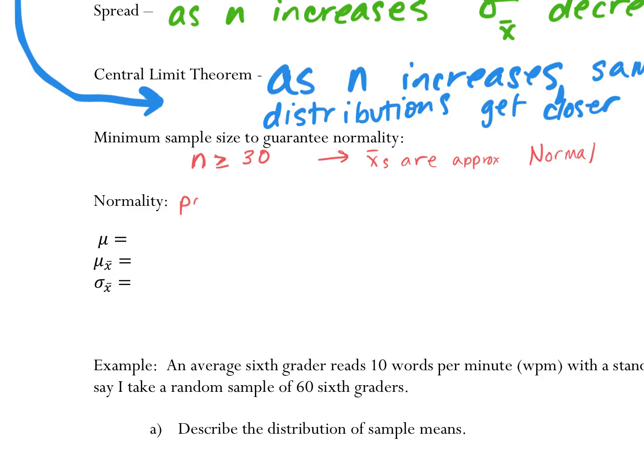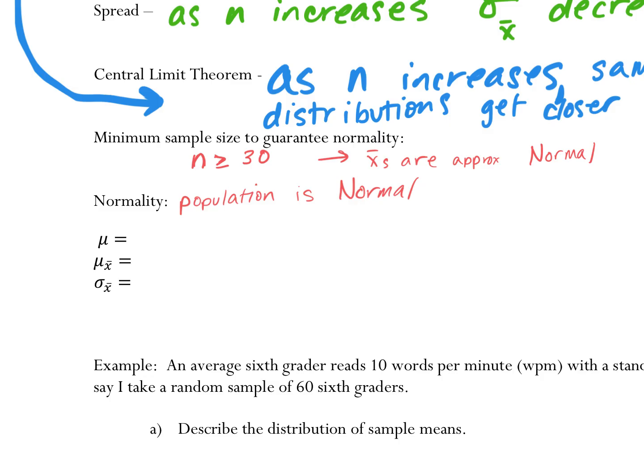Or, if I know the population from which I'm taking my sample is normal, then the X bars will also be normal. For instance, if I'm taking a sample of students and measuring their heights, and I want to know the probability that the average height of 10 students is greater than 6 foot, well, heights are normally distributed. I don't need a sample size of 30 because the heights are already normal. If I have a skewed distribution, I need a larger sample size for that normality to show up.